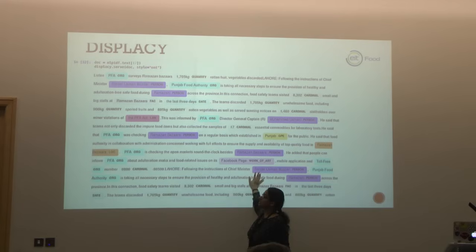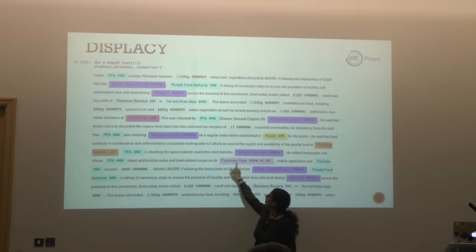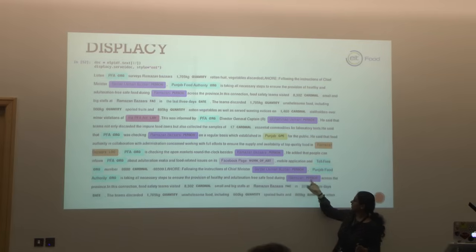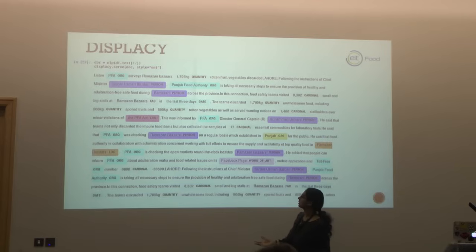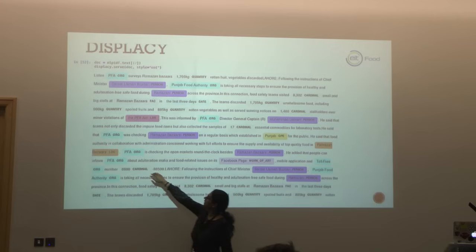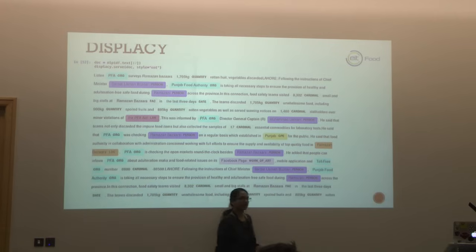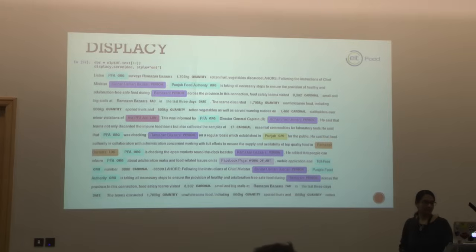So you can see this is one of my news items, and all those highlighted ones are the entities which are recognized. Here you can see Ramzan, person. Sometimes it identifies wrongly, but sometimes it's really good. Like here, PFA, it's an organization. This one is a location. So they are trying to identify all the entities from there.